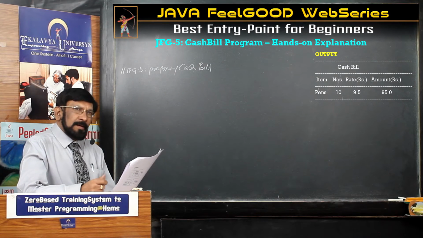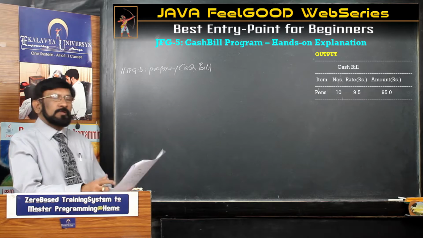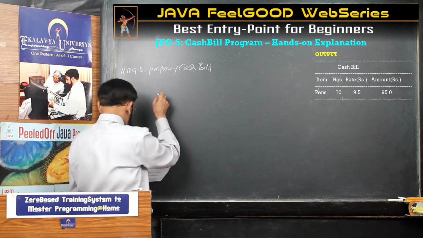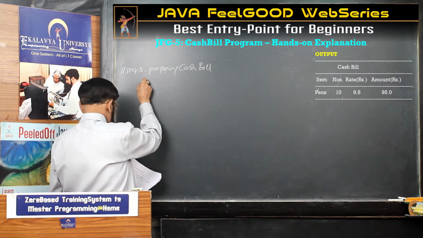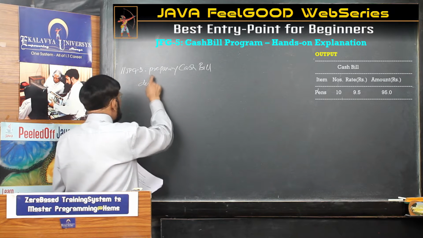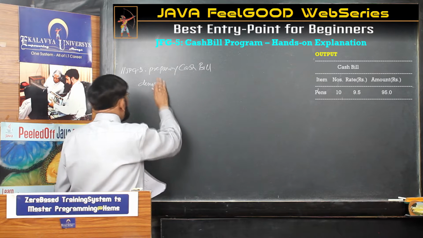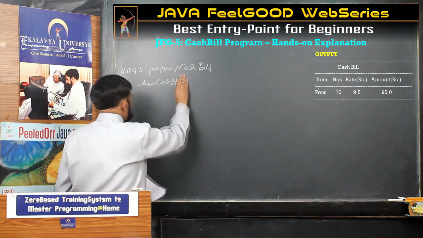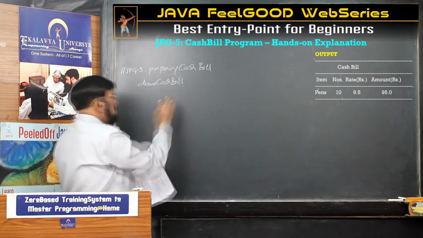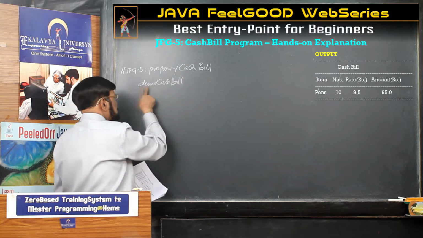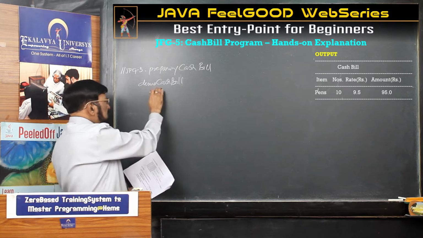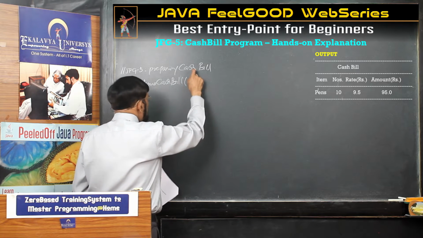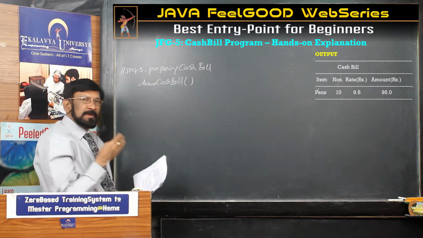After writing the calculate amount instance method, we have to write one more instance method, that is demoCashBill. It should be written in camel case: the first word lowercase, and from the next word onwards the first letter should be capitalized. Now what should be its return type?